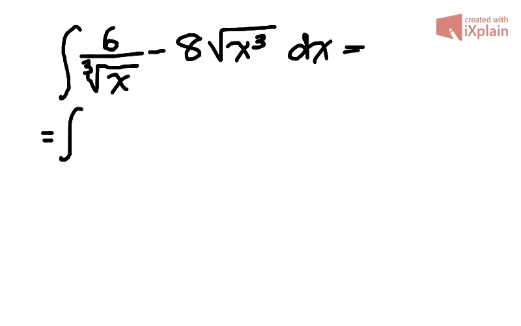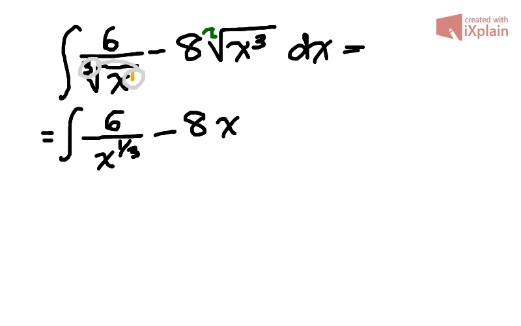So looking at this cubic root, x is to the power of 1. So we rewrite it as 6 over x to the power of 1 over 3. Always the one inside over the one outside. Minus 8. Same as with this other one, it's a square root, so we rewrite that as x to the power of 3 over 2. With respect to x, that's what we want to integrate.